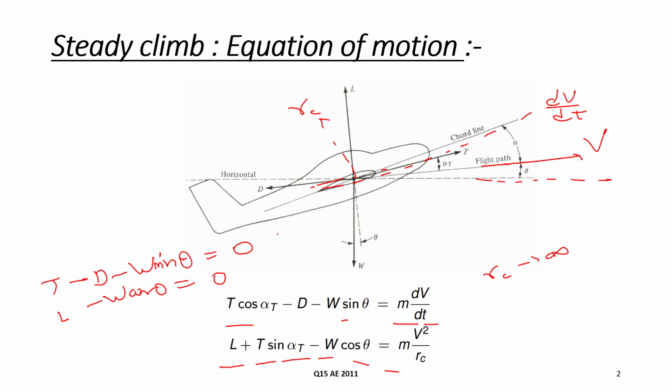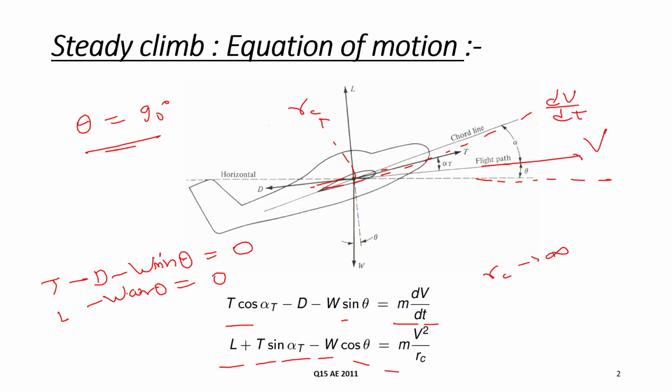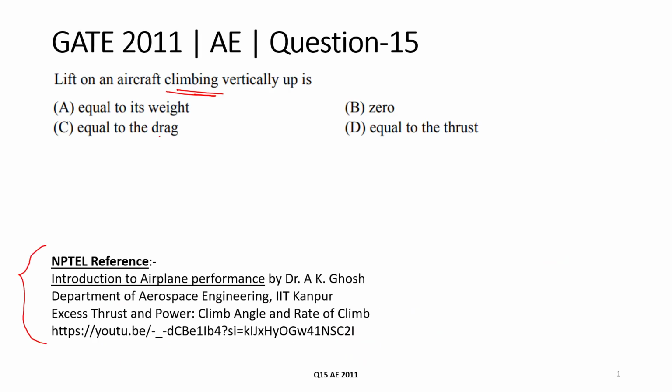Now in the problem it is given that theta equals 90 degrees, so we put theta equal to 90 degrees in these equations. We get T minus D minus W equal to 0 and L equal to 0. So by this we get that lift is equal to 0. That is, no lift.